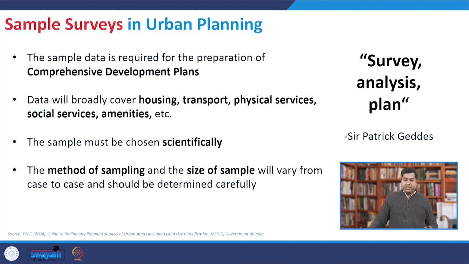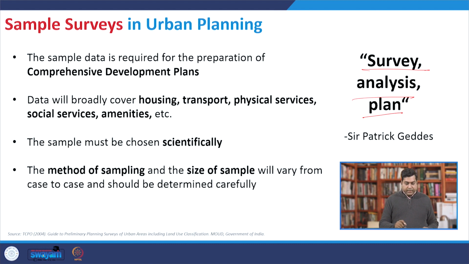Now, sample survey in urban planning, this is the context. So definitely survey, analysis and plan. You have to first do the survey, whatever information you need to collect, then you have to analyze it and accordingly plan it. Based on those responses, if you go for certain approaches or give some sort of strategy, it will have some kind of acceptability because you have taken the people into confidence.